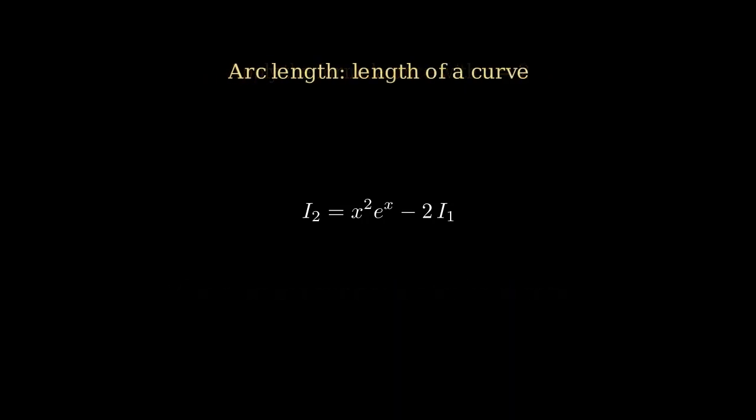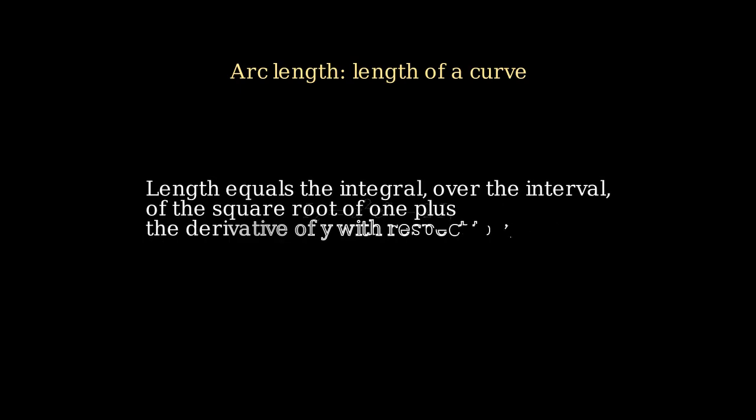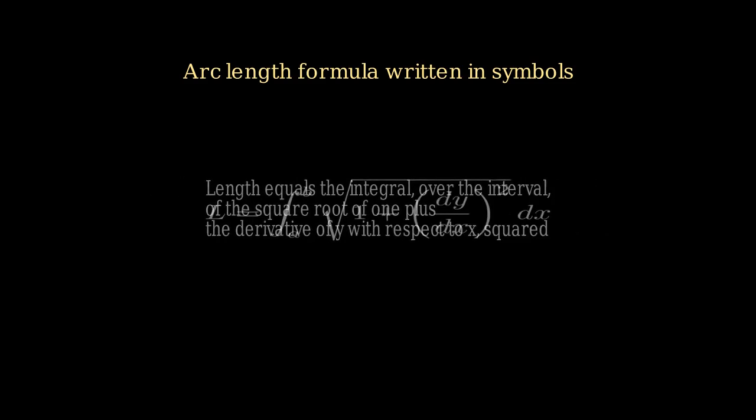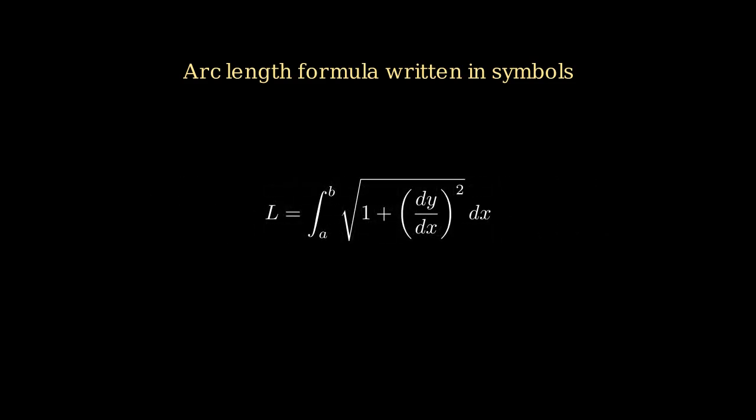Next, let's find the arc length of a curve. In words, the arc length formula states that the length of a curve equals the integral over the given interval of the square root of 1 plus the derivative of y with respect to x squared. In symbols, this is written as arc length equals integral from a to b of the square root of 1 plus open bracket dy by dx close bracket squared dx.